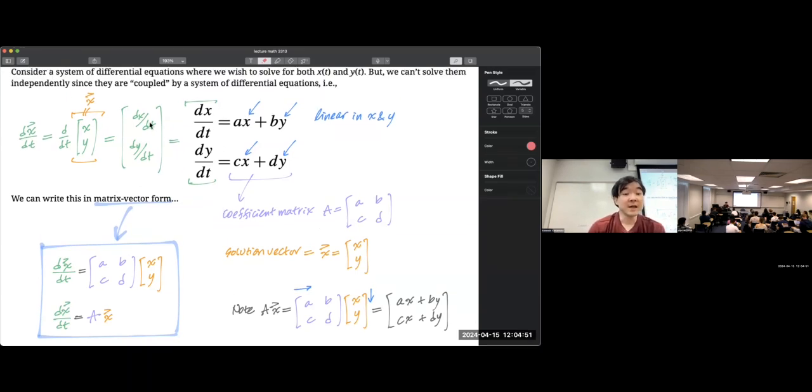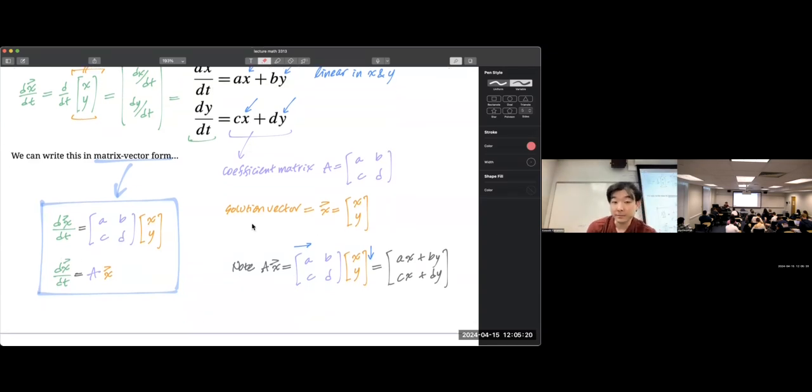The left-hand side, dx over dt and dy over dt, can also be consolidated into a single vector, dx over dt, dy over dt, as a differential operator, d/dt, and then you just have x, y. So it's like the derivative is acting on this vector, but we just said that x, y can be further shorthanded as the vector x, so it's a way of writing this system.